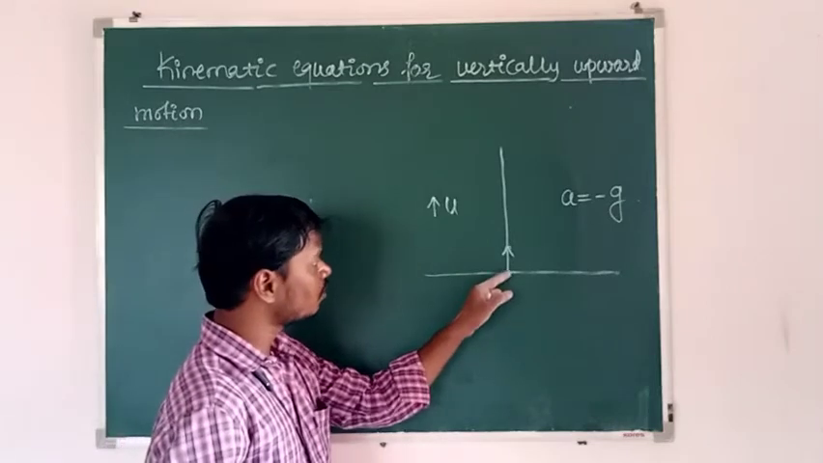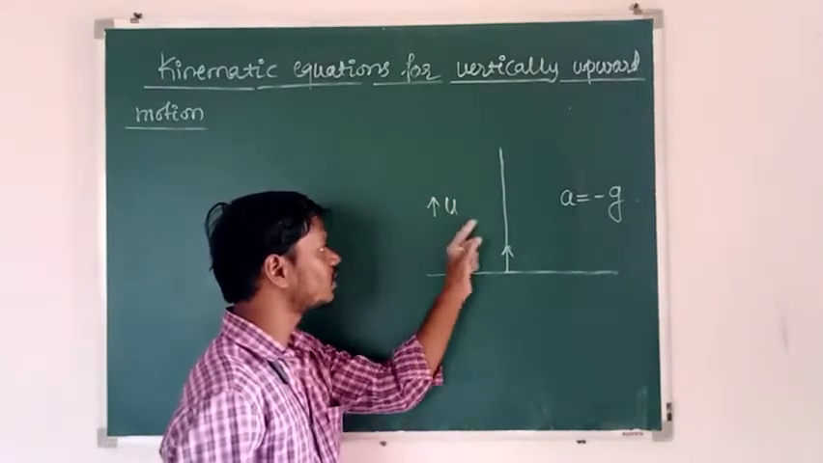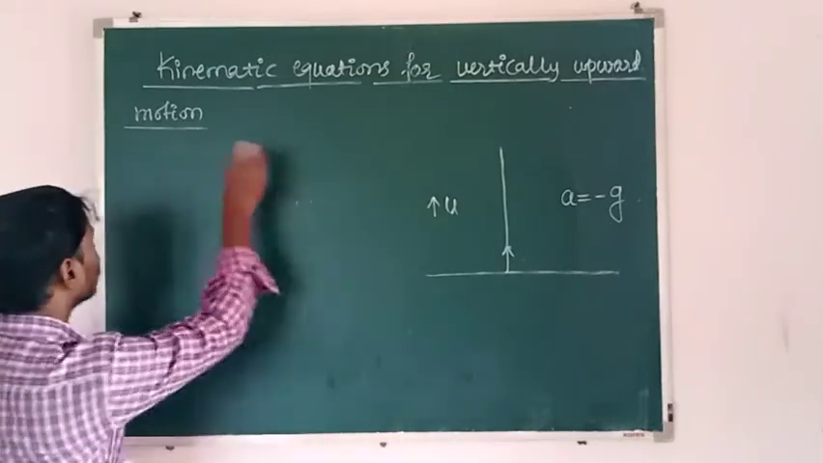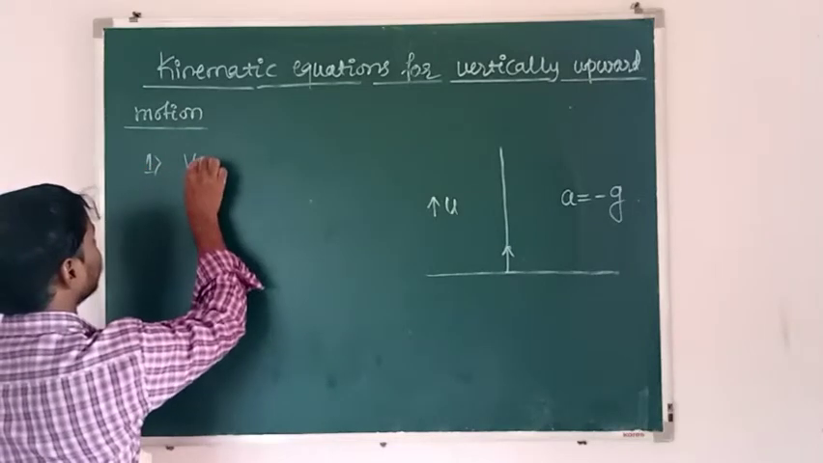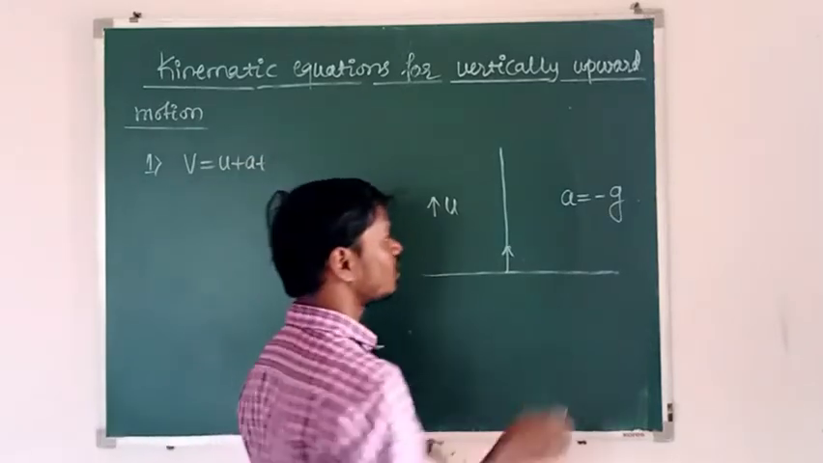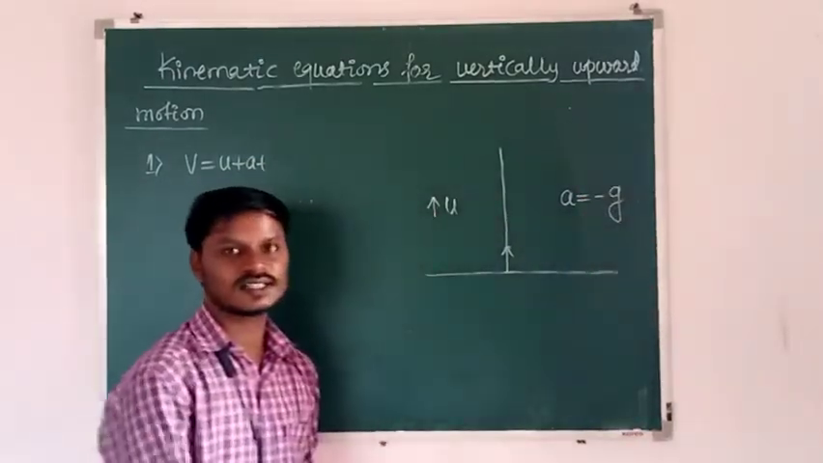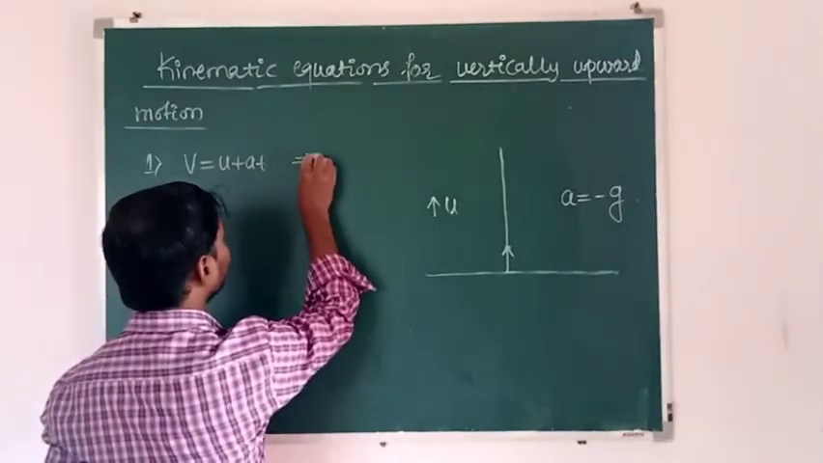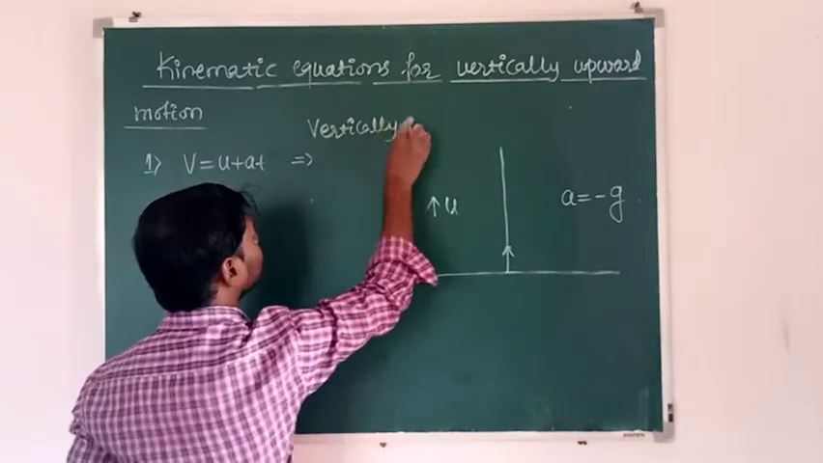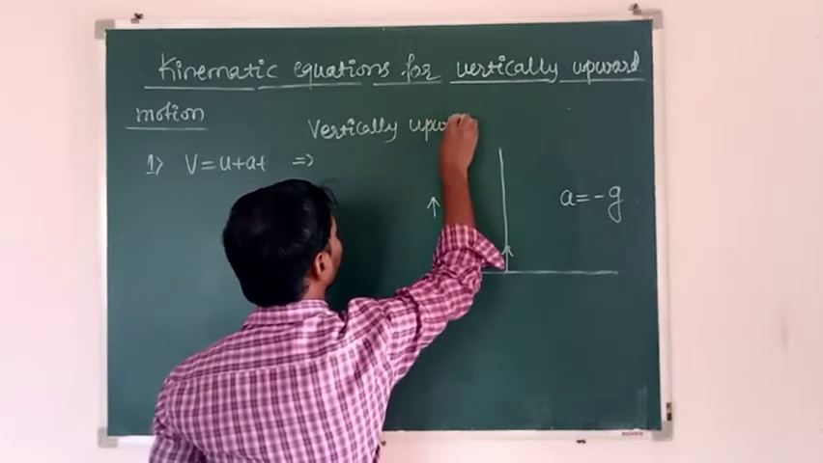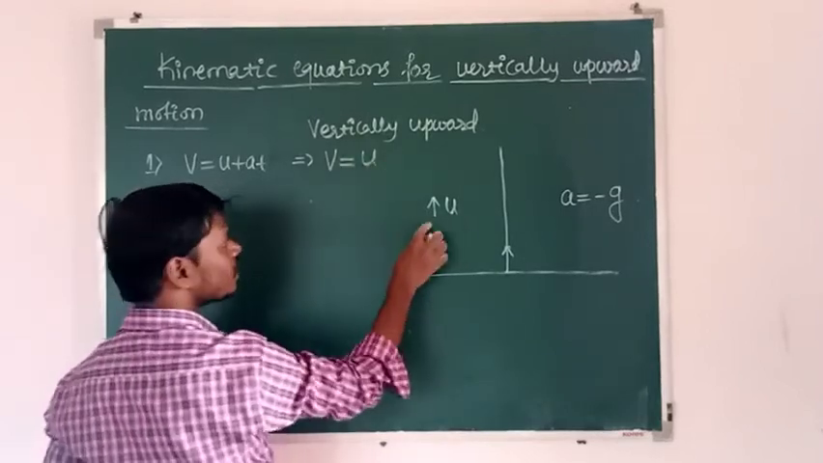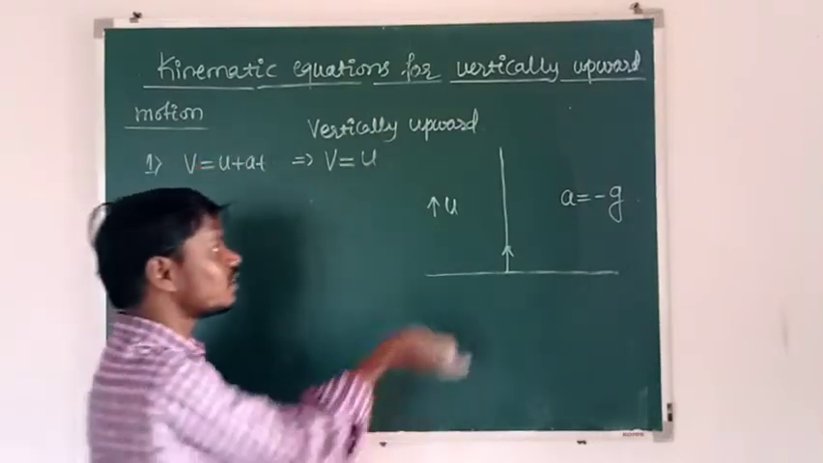If the body is thrown in the upward direction with the initial velocity u, then we are going to write what those kinematic equations are. First one, again v is equal to u plus a into t. But in case of vertically upward motion, the acceleration due to gravity is minus g. Then in case of vertically upward motion, v is equal to u, which is positive here because the velocity is in the upward direction.